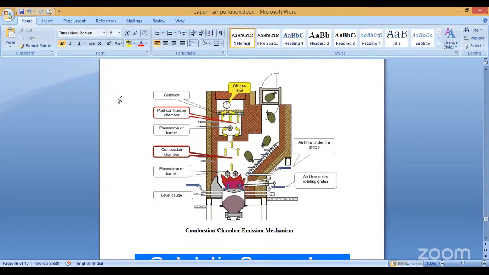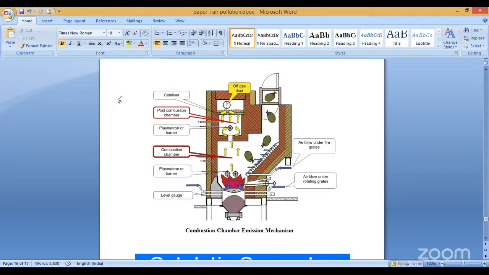Combustion chamber emission mechanism. This is the second product. In this one, mainly we are having the 10 points. First one is the catalyzer. A catalyzer cannot participate in the reaction at any cost. But when the reactants are there, it can speed up the reactions and give good results. The chemical component does not at all participate in that reaction. That type of chemical product is known as a catalyzer. A post combustion chamber, plasmatron are a burner, combustion chambers and the plasmatron are the burner.